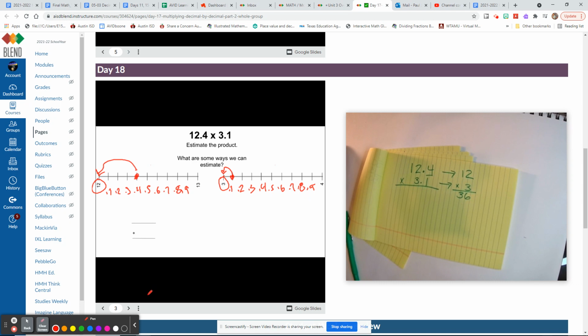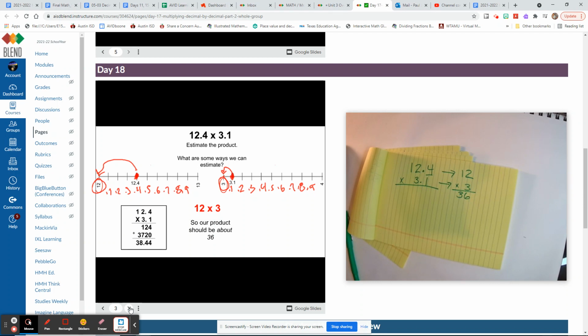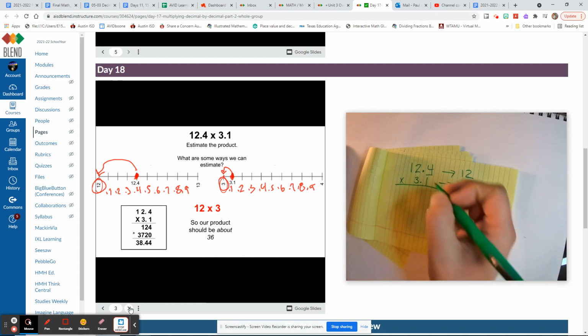So, let's see if they do the same thing that we did. Yeah, they did. Cool. And then they did 12 times 3, which we did over here. 12 times 3 equals 36. And then they actually did the real math, so let's do the real math as well.